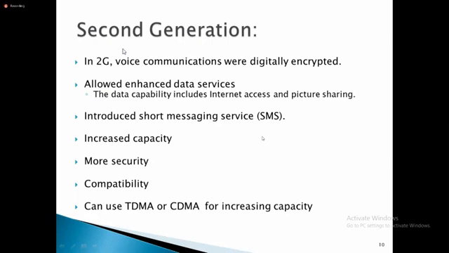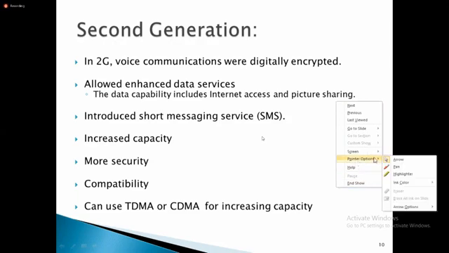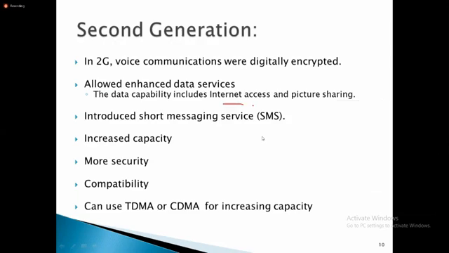Voice communication, right? It enhanced data services. Now, with second generation, we had more data services than in first generation, right? So data capability includes internet access and picture sharing. So using 2G technology, we could have internet access and picture sharing in the mobile device, right? So data services were enabled. Then introduced SMS, right? Then increased capacity.